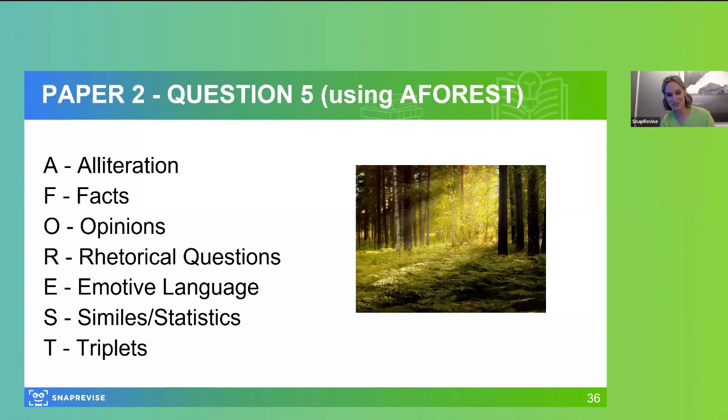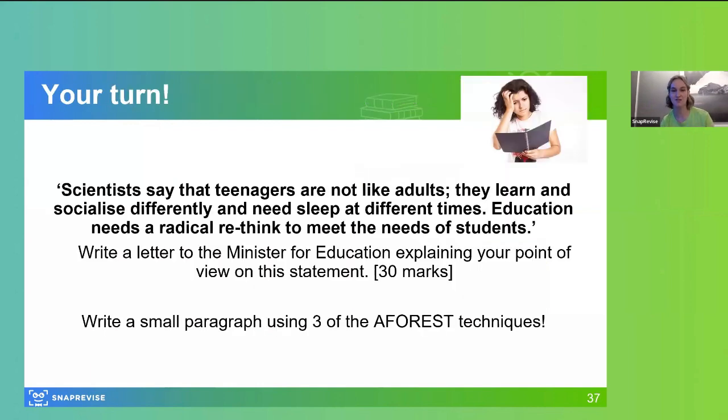So again, it's your turn now. What I would like you to do in 5 minutes, I can't put a timer on the screen, but we'll do it around about 31 to 36, is write a small paragraph, if you can, using 3 of the AFOREST techniques. I'll write the techniques in the comments as well. So this one, you have to write a letter to the Minister for Education explaining your point of view on this statement.